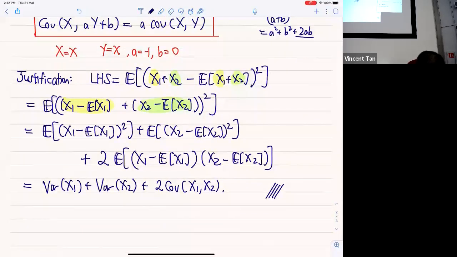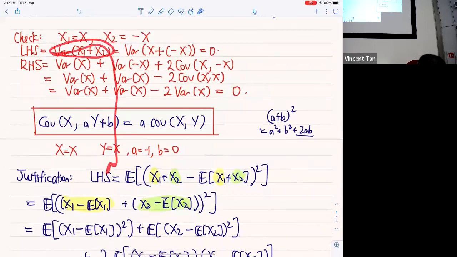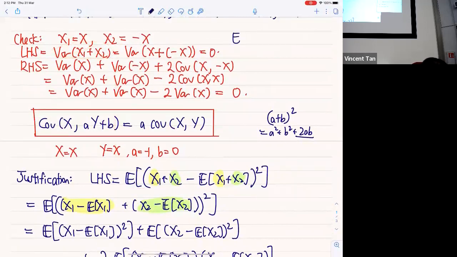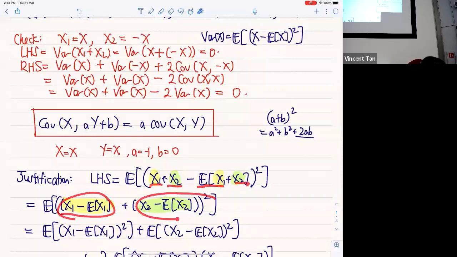Okay, let me go through one more time. The left-hand side is nothing but the variance of x1 plus x2. Okay, the variance has this particular definition. Recall that the variance of x can be written as the expected value of this quadratic function here. That is the definition of variance of x. Now we take x to be x1 plus x2. So it comes here and the expectation comes here. But because expectation is linear, I can group the yellow guys together and I can group the red guys together.